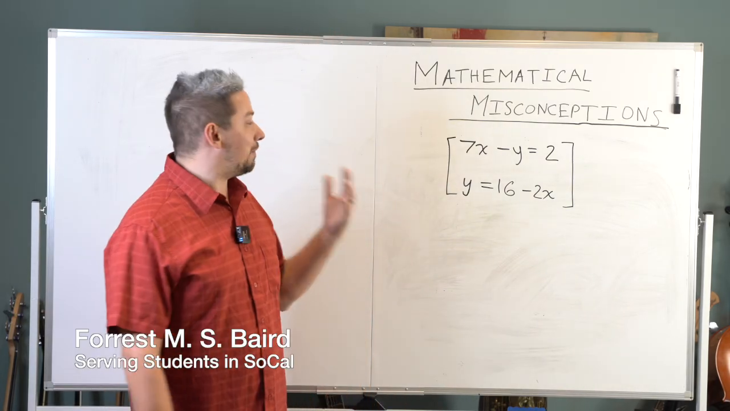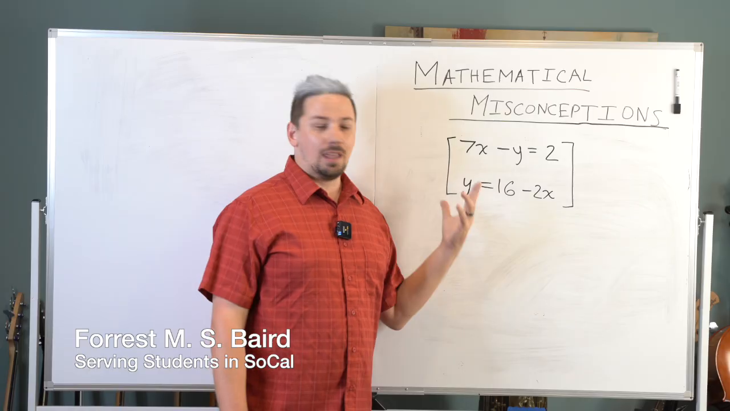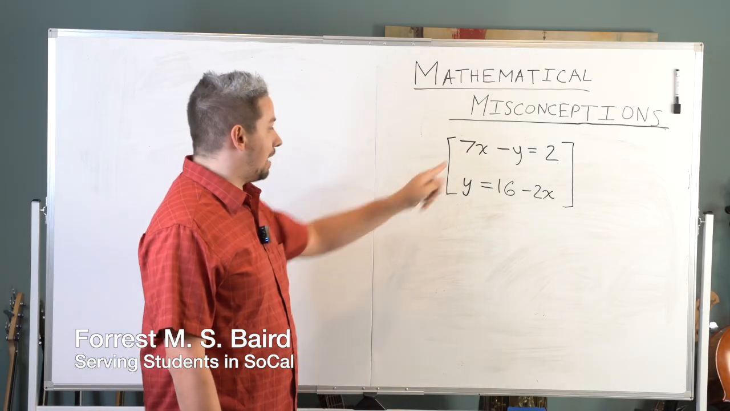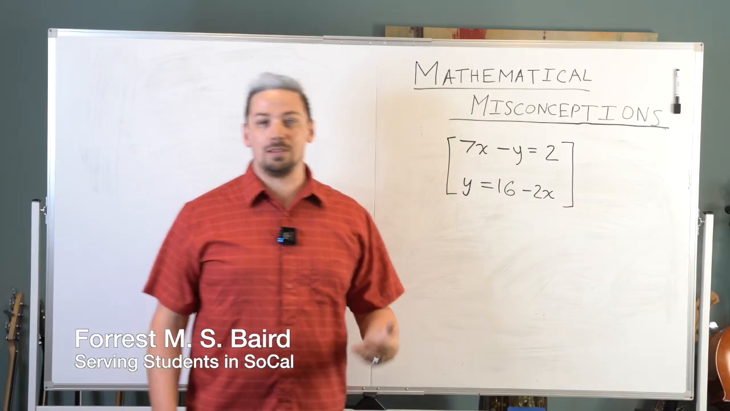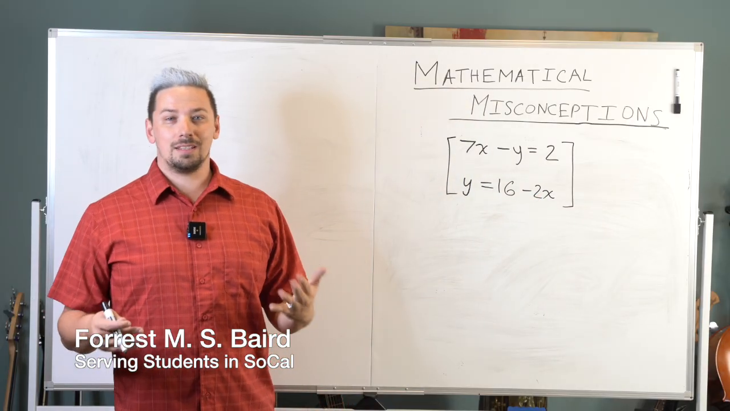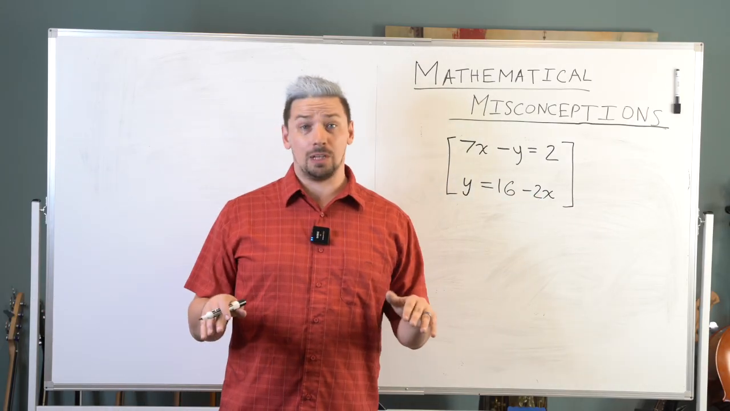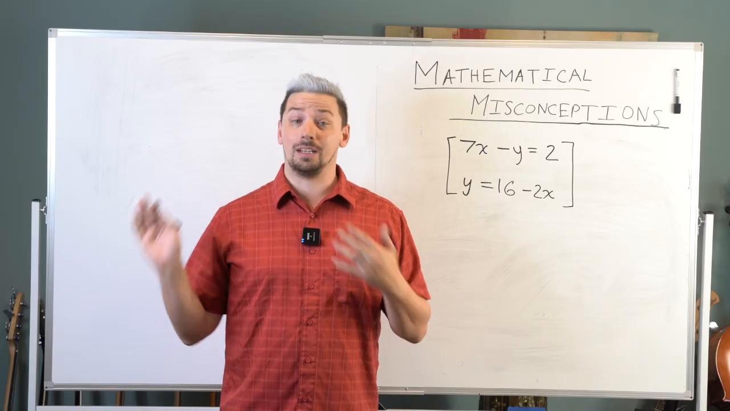Today we're going to look at a very simple system of equations. We have it set up so that 7x minus y is equal to 2, and y is equal to 16 minus 2x. And guess what? This is going to make it very easy to substitute. We don't have to rearrange for elimination or anything. We can plug, chug, and go away.